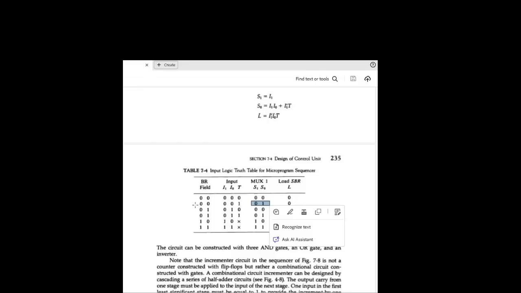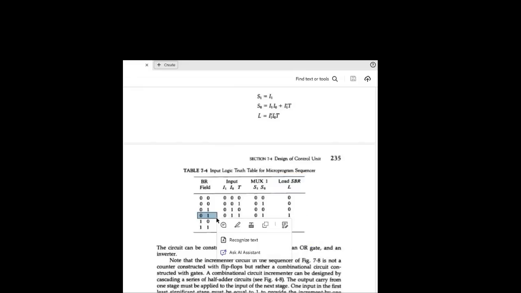Now, let us see the next one. If branch is 0, 1 and the condition is not met, branch 0, 1, true test condition is false. So in that case, again, 0, 0 should be selected. What does 0, 0 mean? Next address. Okay. In all these cases, load of SBR should be 0. SBR should only be loaded when you want to store the return address. Okay, let us see over here.